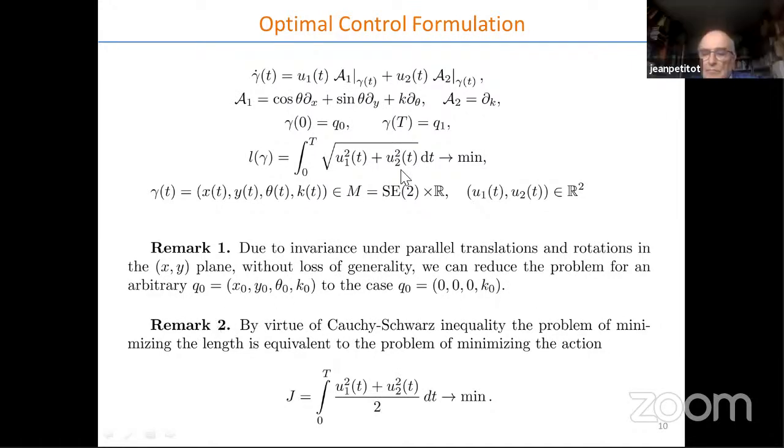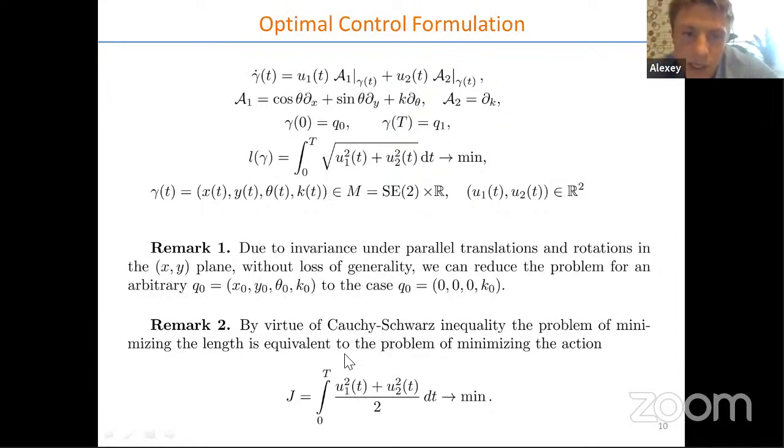And the second remark: there is a square root under this integral, which can be simplified by virtue of the Cauchy-Schwarz inequality. We can remove the square root and study the problem of minimizing the action. But now, if here the final time was free, now we fix the final time. This problem is easier because there is no square root and it is a smooth quadratic function. It will then be easy to apply the Pontryagin maximum principle in this formulation.